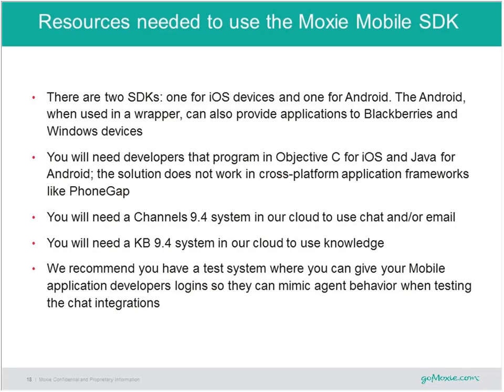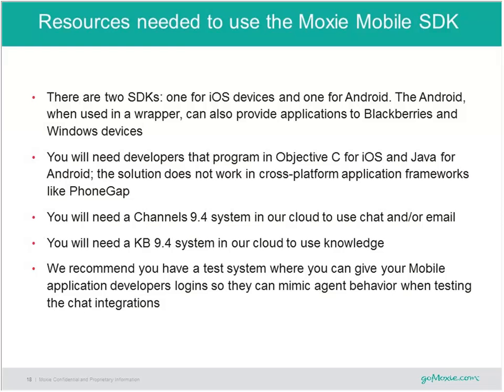In terms of what you need on the Moxie side, you'll need Concierge. If you don't have Concierge, then you will need a Moxie-hosted Channels 9.4 system in our cloud to use the chat or email, and you will need a KB 9.4 system or above in our cloud to use Knowledge. If you have Concierge, then Concierge automatically comes with Channels and/or KB, depending on what you're using it for, whether chat, email or Knowledge. So if you have Concierge, that will come basically for free.